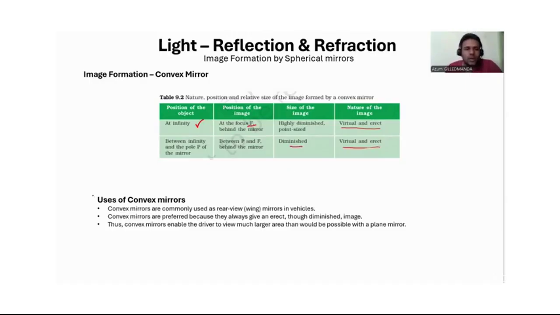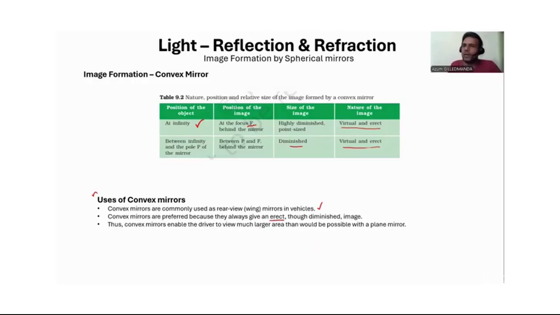Now let's look at the uses of the convex mirrors. Convex mirrors are commonly used as rear view mirrors in vehicles, guys. This is important. The main application of convex mirrors is that we use them as side mirrors on vehicles. So how does this help? Convex mirrors are preferred because they always give an erect image. What type of image do we need, guys? In the side view mirror, we need an erect image, the same image, right?